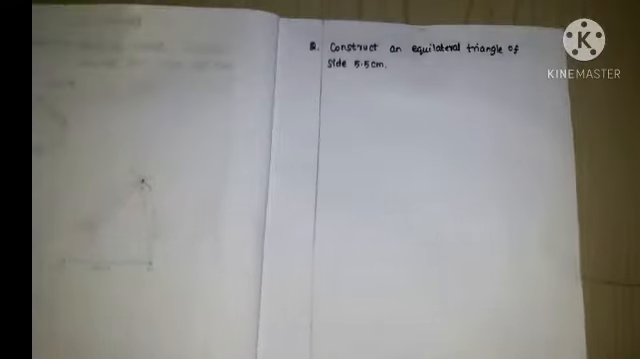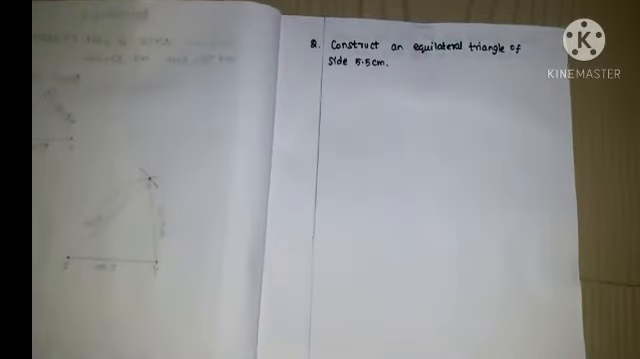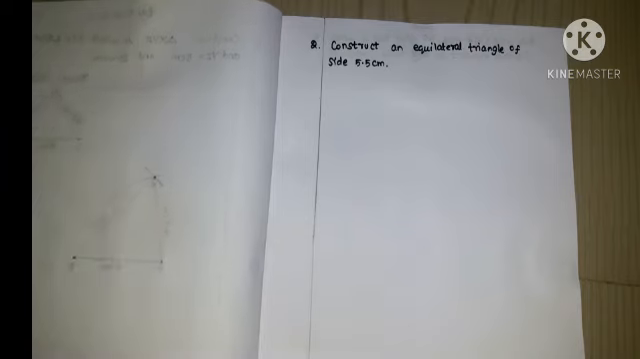Now I move on to the next problem, the second problem. Construct an equilateral triangle. What is meant by equilateral triangle? An equilateral triangle is nothing but a triangle which has sides of equal length. That means all the three sides have equal length. Here they gave only one side, so the other two sides are also 5.5 centimeter. So first we have to draw the rough sketch.